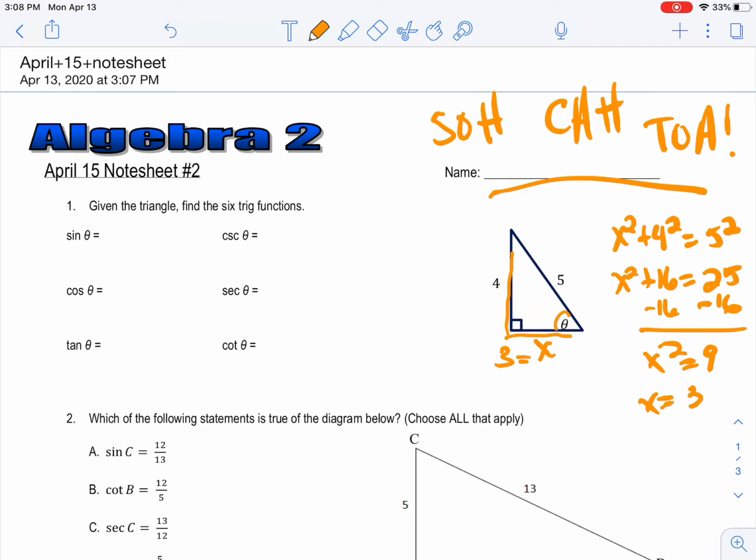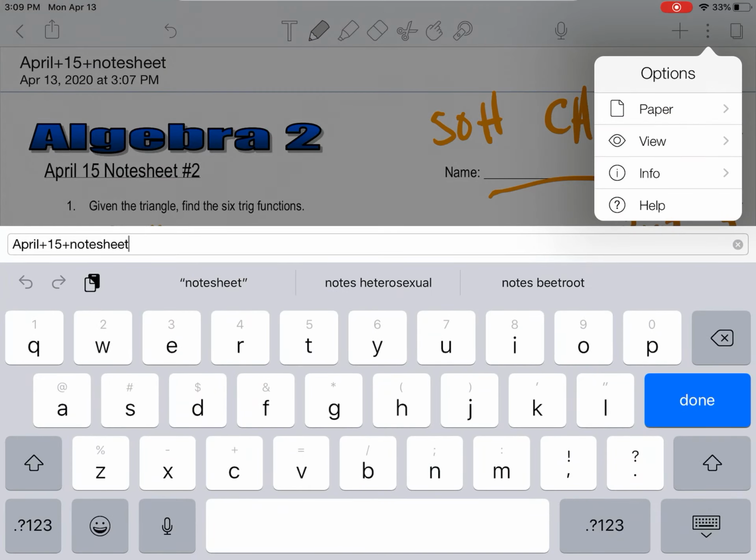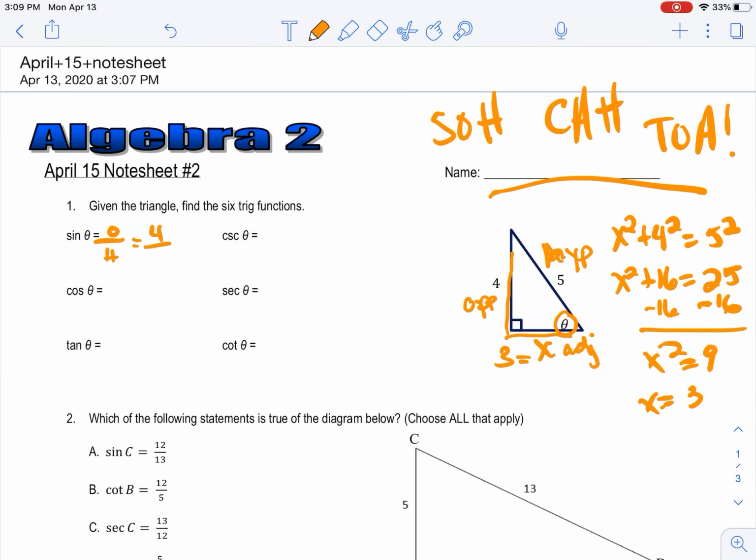Okay, so our theta is right here, which makes this the adjacent side. This one's the opposite side. And across from the right angle is always our hypotenuse. Okay, so sine is opposite over hypotenuse. So this one is going to be 4 over 5. Sorry, cat stepped on this screen. So the reciprocal would be 5 over 4.